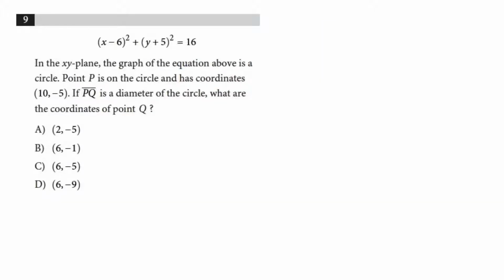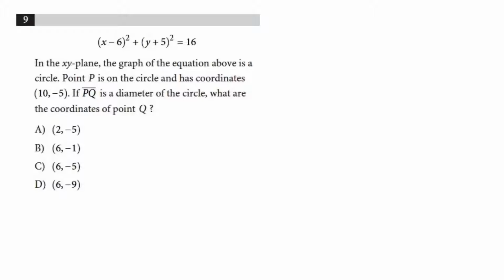Number 9, we have an equation of a circle here. In the xy plane, the graph of the equation above is a circle. Point P is on the circle and has coordinates 10, negative 5. If PQ is a diameter of the circle, what are the coordinates of Q?